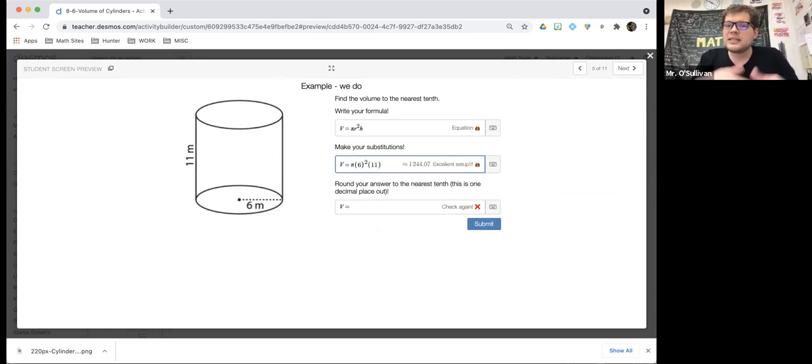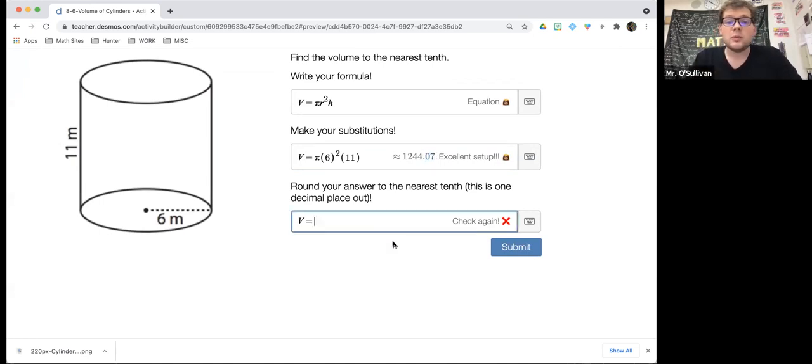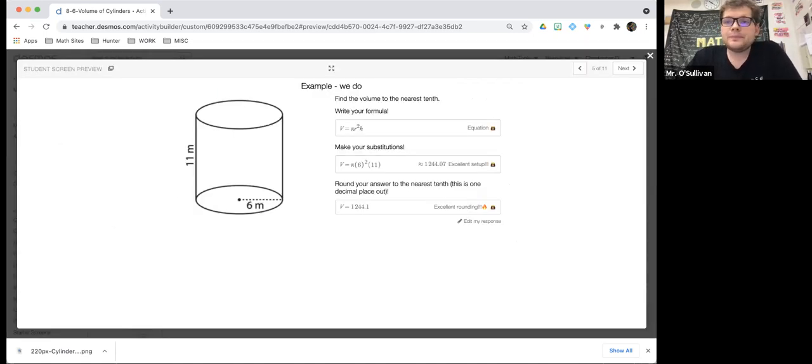And again, whenever we make a substitution, we wrap it in parentheses. And if you look, you got the excellent setup. That's the way we know we got it right. And now I want to round to the nearest tenth. If I look, after my 0 is a 7, that's higher than a 5, I'm going to go to the sky. That 0 is going to turn into a 1. So I have 1244.1 as my volume. And then I hit submit. Okay. Pretty good. It's not that bad, I promise.